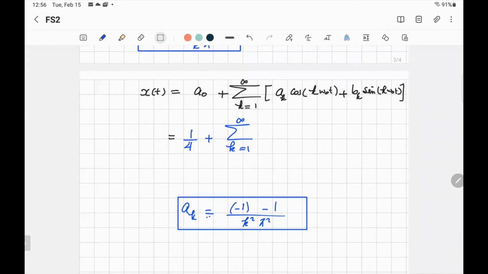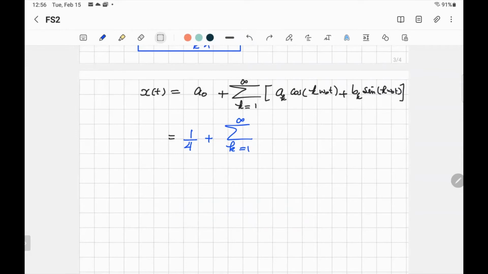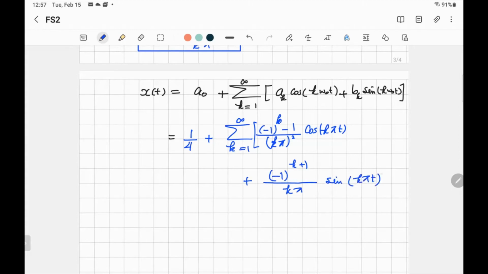Oh, I missed many things. Let me write, I think I have it here. Yeah, I have it here. That's equal to -1 power k minus 1 over the k pi whole square, that's cosine k pi t, plus bk, which is -1 power k plus 1 over k pi, sine k pi t. So that's the signal.